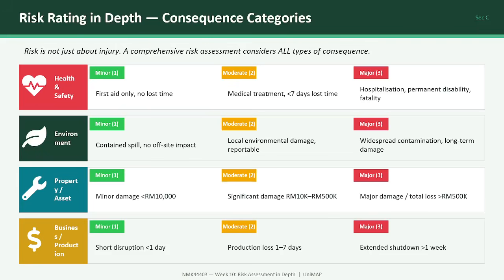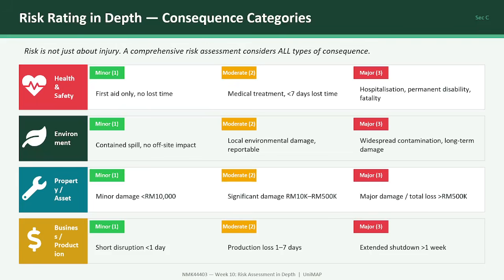The fourth category is business and production. A short disruption of less than 1 day, minor. Production loss of 1 to 7 days, moderate. An extended shutdown of more than 1 week, major, with customer contract implications, revenue loss, and potential penalties.